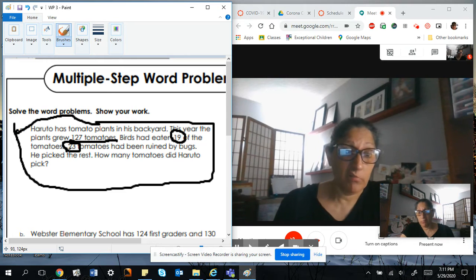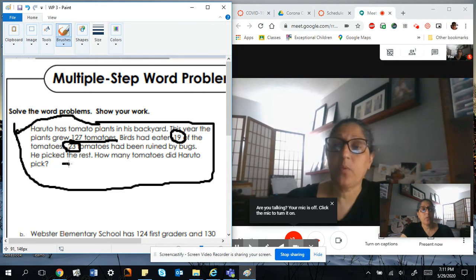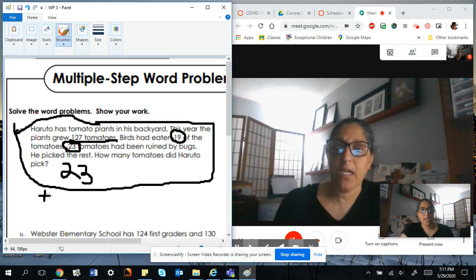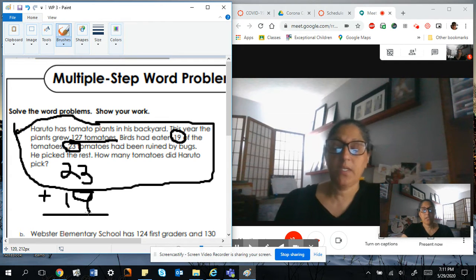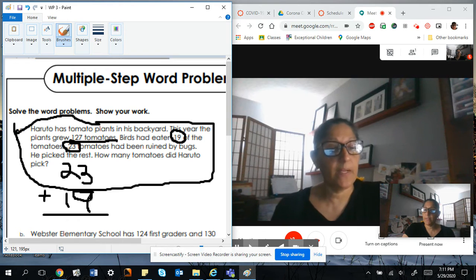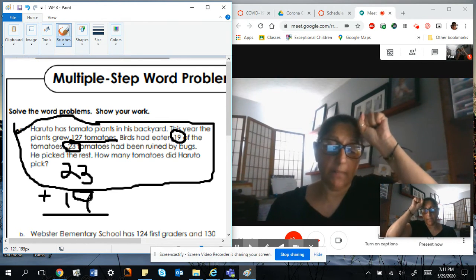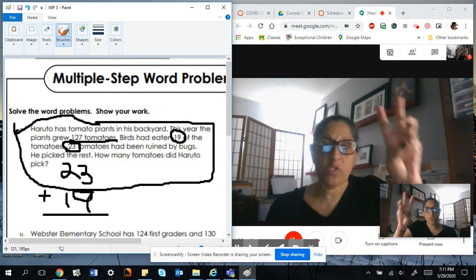So they're no good. So I can take this 23 and the 19. So I'm going to add the 19. I'm going to add those together. So I have 9 is my larger number. So I'm going to put 9 in my head and I'm going to count up 9, 10, 11, 12.